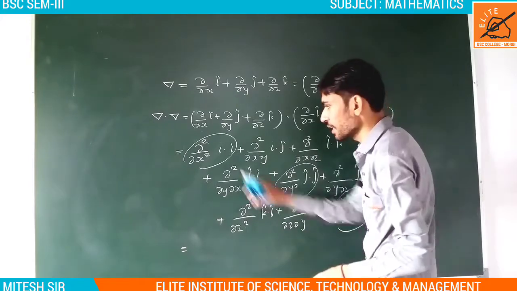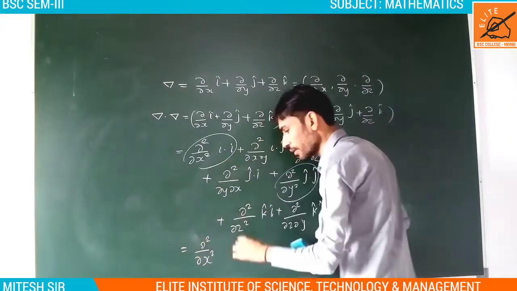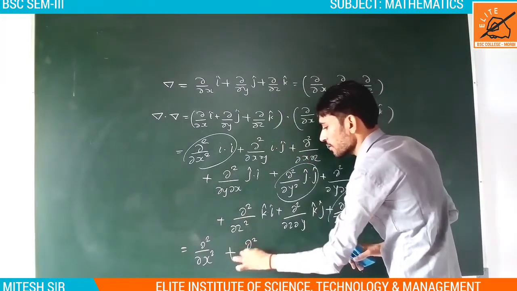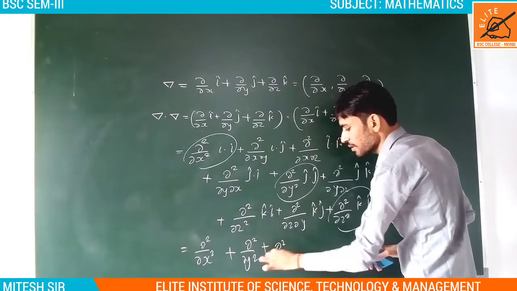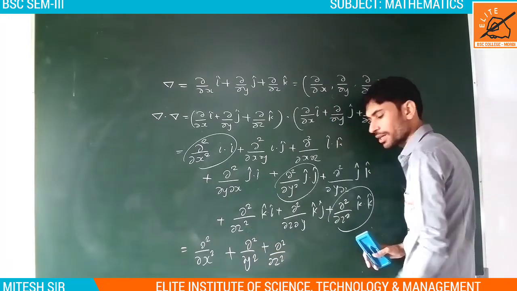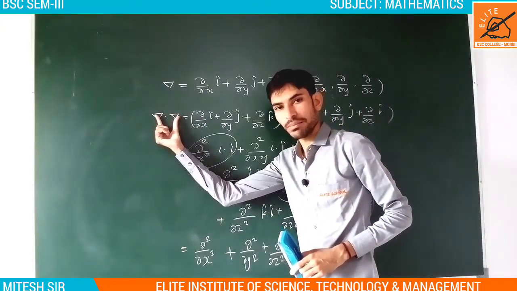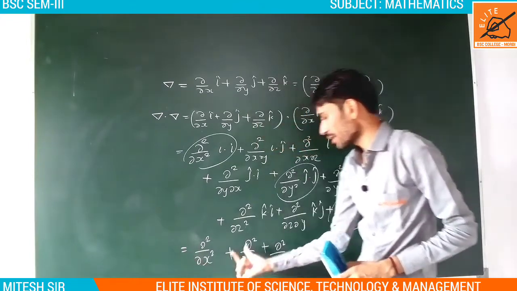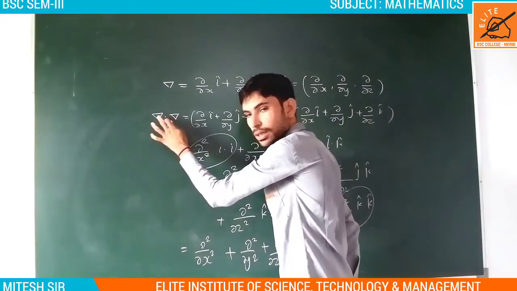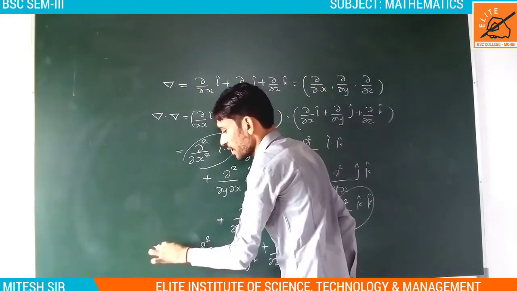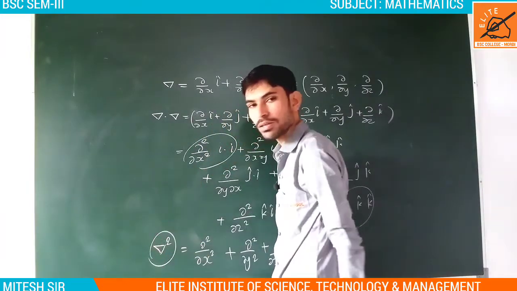Only the 3 terms remain. That means del square upon del x square, i dot i is 1, plus del square upon del y square, j dot j is 1, and last is del square upon del z square, k dot k is 1. So finally here we get the dot product of the two operators nabla is del square upon del x square plus del square upon del y square plus del square upon del z square, and this nabla dot product can be expressed as nabla square, and this operator nabla square is known as the Laplace operator.